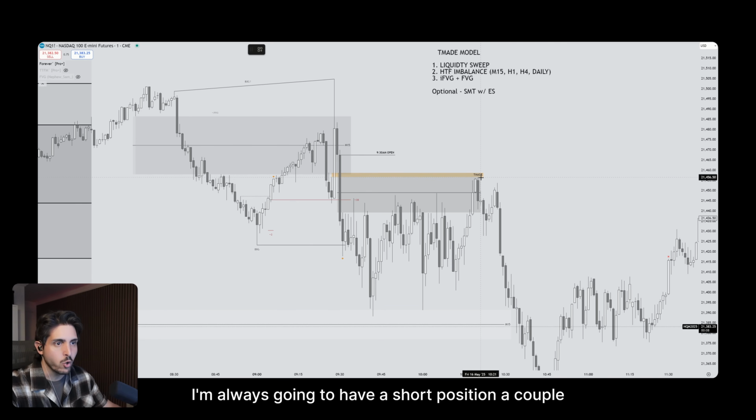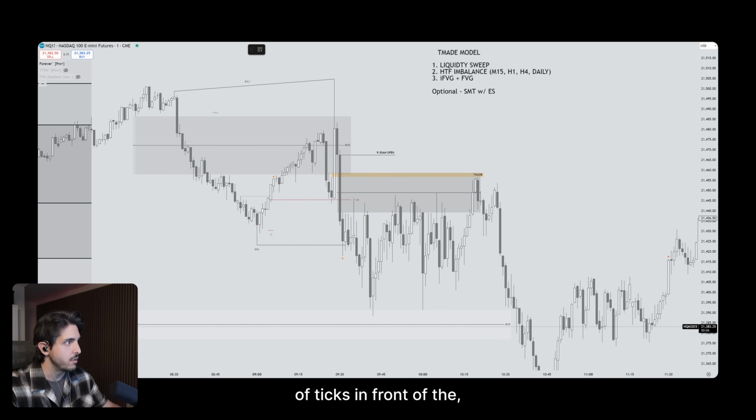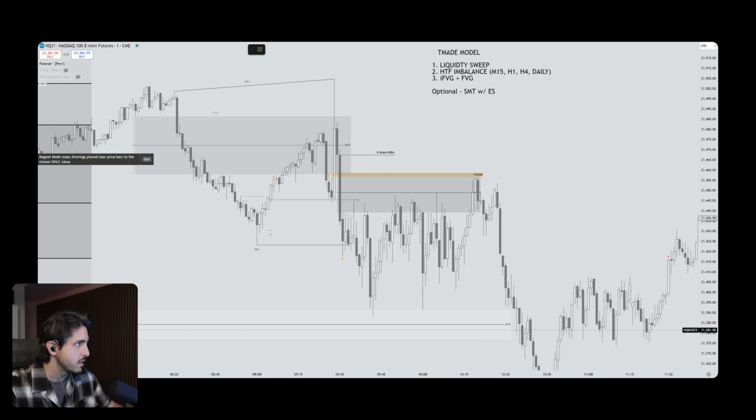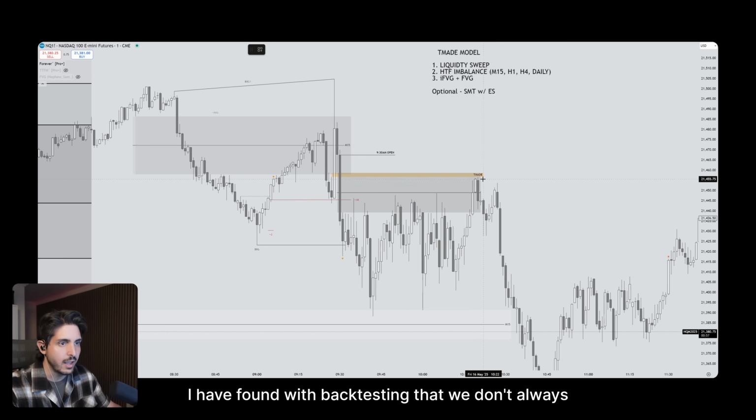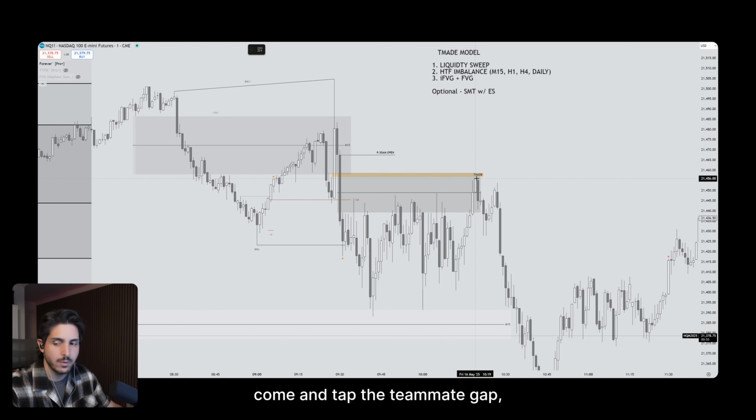I'm always going to have a short position a couple of ticks in front of the T-made gap, okay, a couple points in front. And the reason for that is I have found with backtesting that we don't always come and tap the T-made gap, right? The overlapping area. Sometimes we miss it shortly. So what I've been doing is I've just been front running T-made by a couple points, right? And the risk reward is amazing here, right? So T-made, the risk reward here is 4.56, right?